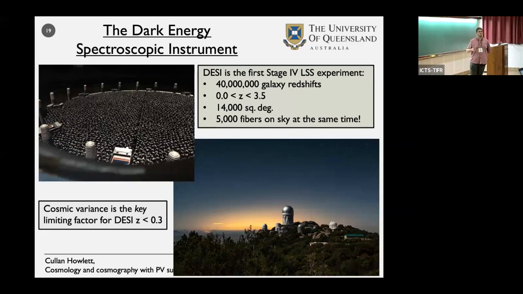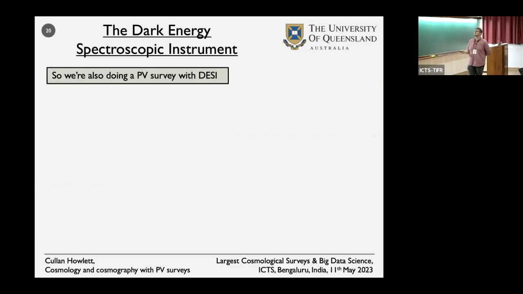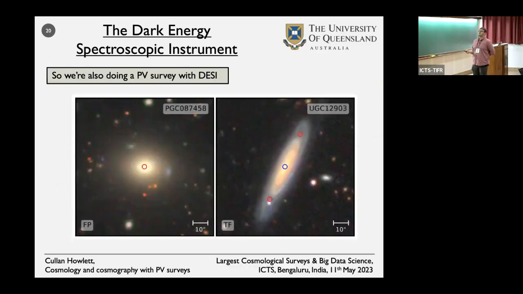We basically observe as many redshifts as we would ever need at low redshift. The limiting factor is cosmic variance. So the only way to overcome this is to use techniques such as using peculiar velocities to provide multiple tracers and multiple measurements of the low redshift universe. And so we're also doing a peculiar velocity survey with DESI.